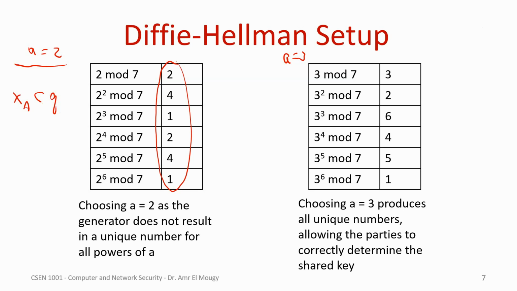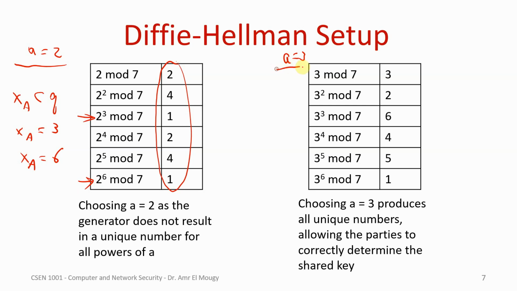That means imagine one user chooses XA equals 3, and another user chooses XA equals 6. 2 power 3 mod 7 is equal to 1. 2 power 6 mod 7 is also equal to 1. That means you will have two users choosing different private keys but ending up with the same public key. This is going to be a problem.